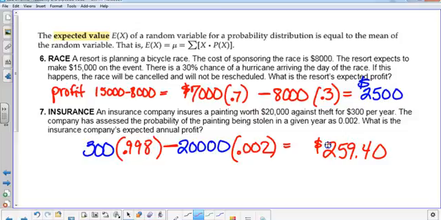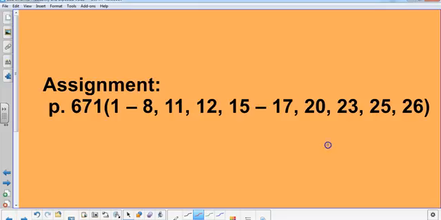Okay. This is the assignment. I need you right now to take out worksheet 6 quickly because there's 2 questions I want to talk about.